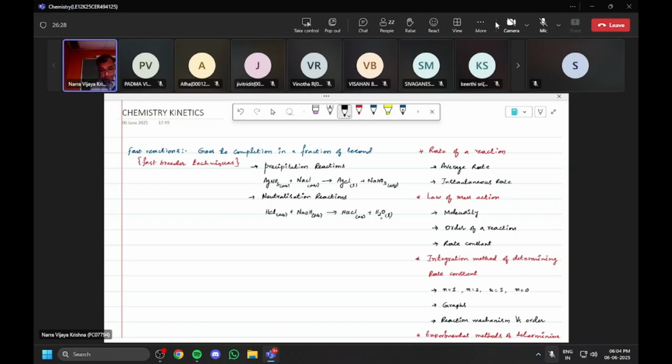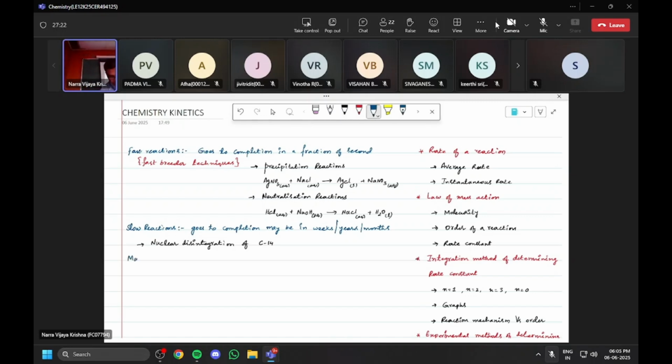Slow reactions go to completion maybe in weeks or years or maybe months, etc. Example, nuclear disintegration reaction of C14.